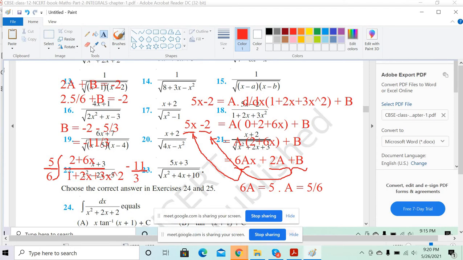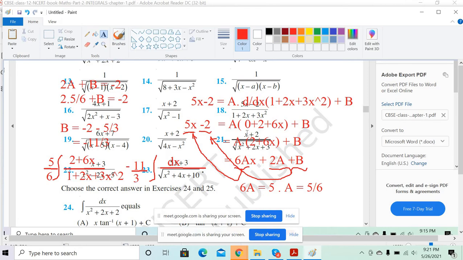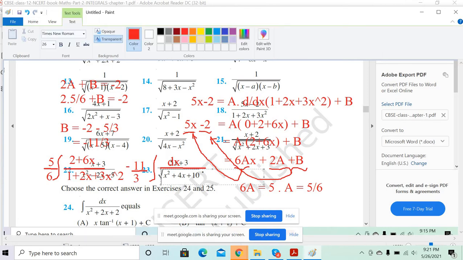11 by 3. And then integration of this is constant only, right? So it becomes a dx only. The denominator is 1 plus 2x plus 3x square. So put it here, 1 plus 2x plus 3x square, isn't it?